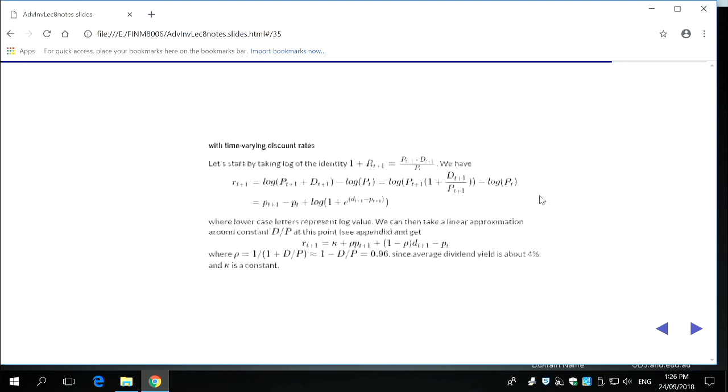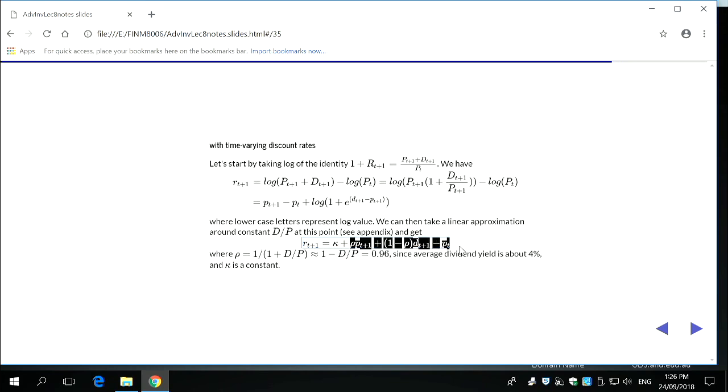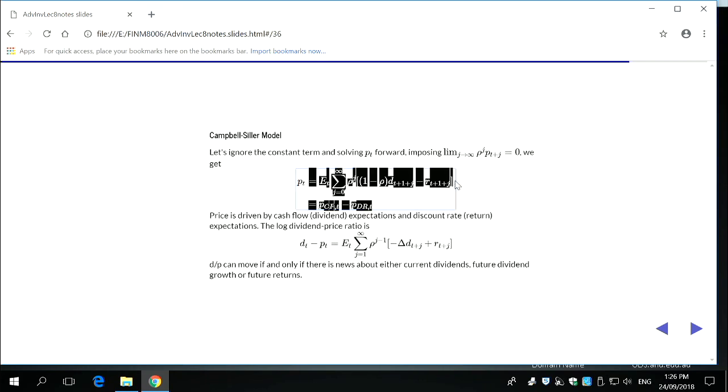Right, so from this expression, you can solve for p_t. p_t equals rho p_{t+1} plus 1 minus rho d_{t+1} minus r_{t+1}, right? Then p_{t+1}, you can then again plug into this equation. p_{t+1} equals rho p_{t+2} plus 1 minus rho d_{t+2} minus r_{t+2}. And you iterate this forward just as you do before, you will get this. You get this equation.